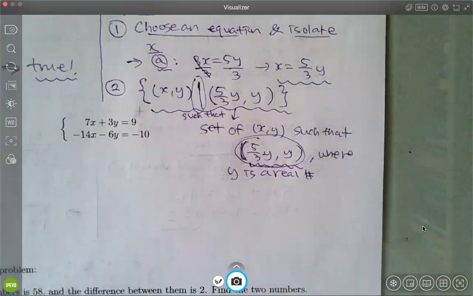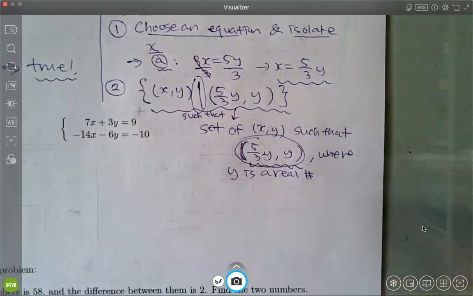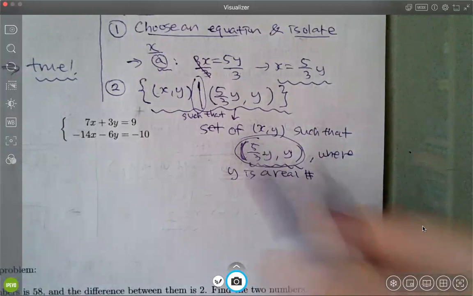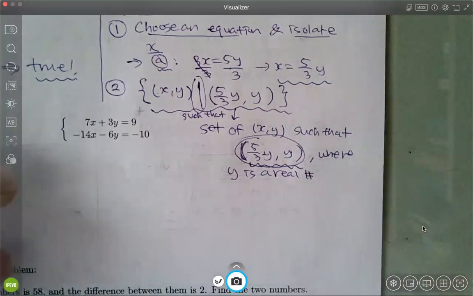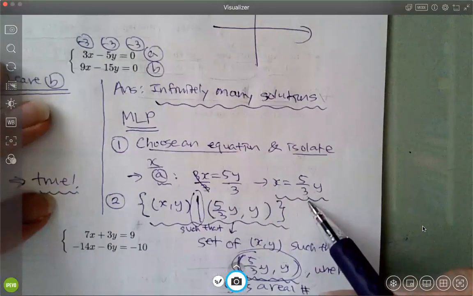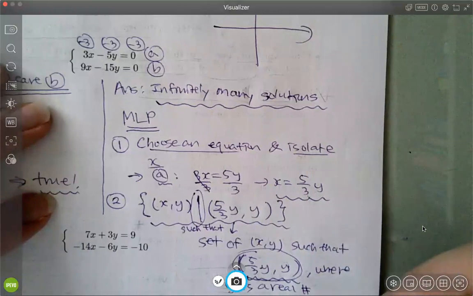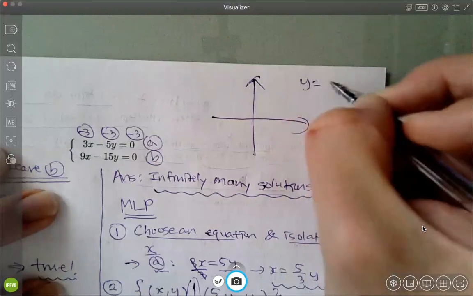Okay, so how many points do you get? A lot, right? Because there are countless options for y, so there will be countless many points for (5/3)y comma y. Now why is this not the same thing as all real numbers? Because here we have isolated x, but if we isolate y instead, you can verify this, you will get y is equal to 3/5 x.